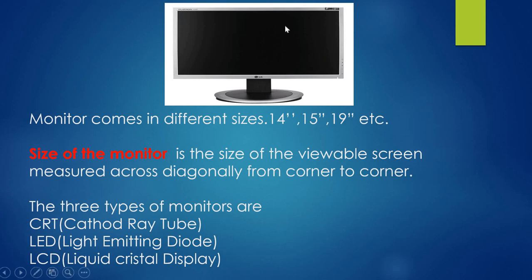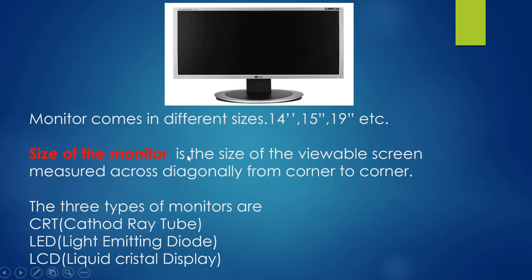Means this diagonal length. Viewable screen's diagonal length is known as size of the monitor. See, from here to here, corner to corner, diagonal length is the size of the monitor. Monitor comes in different sizes like 14 inch, 15 inch, 19 inch, etc.